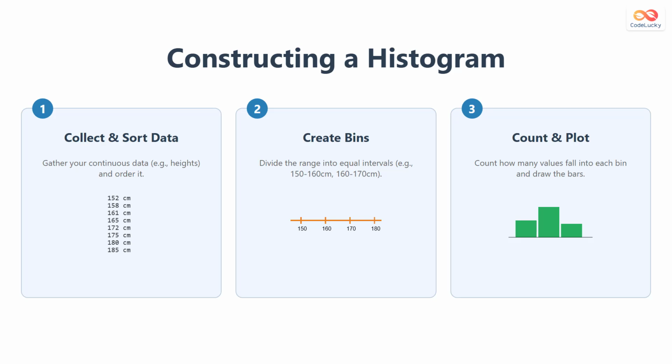Building a histogram involves three main steps. First, you collect your data, such as the heights of people in centimeters. Second, you decide on your bins, creating equal intervals like 150 to 160. Finally, you count how many people fit into each bin and draw the bars. The height of the bar represents that count.